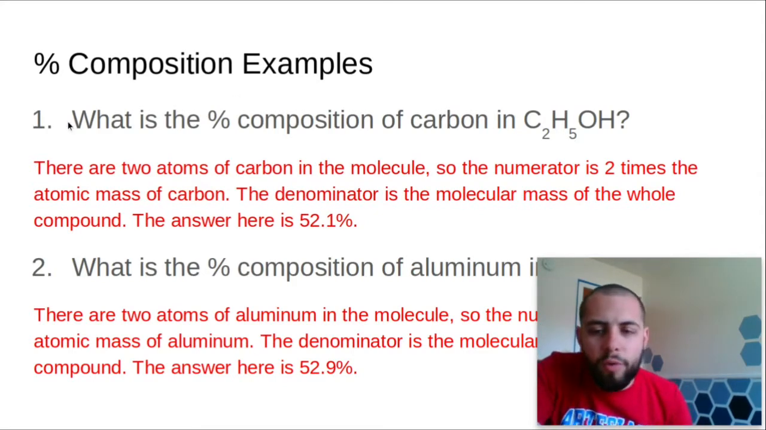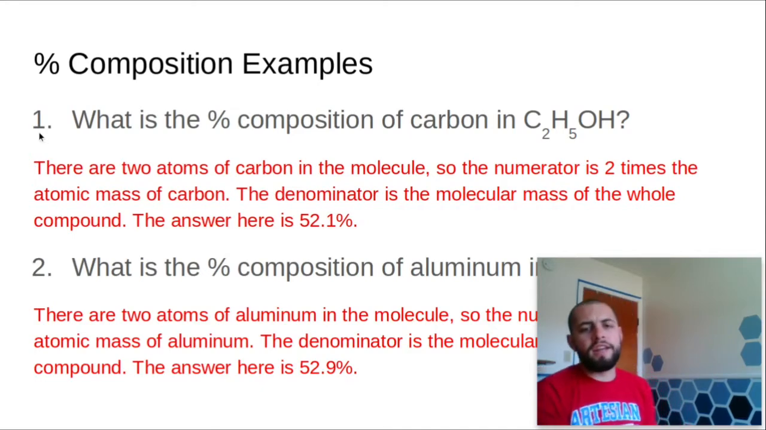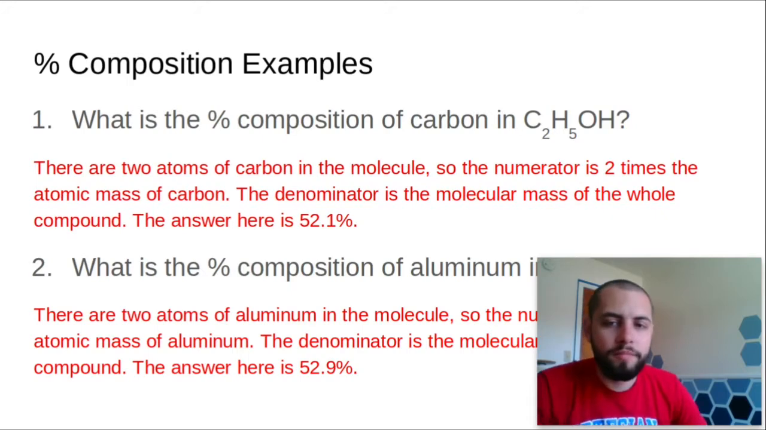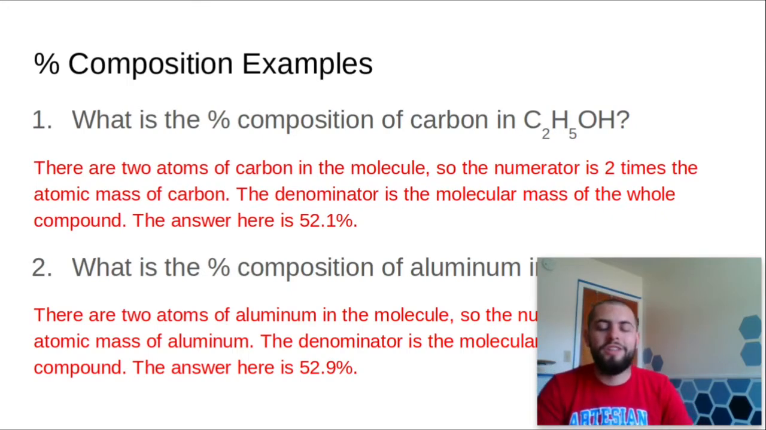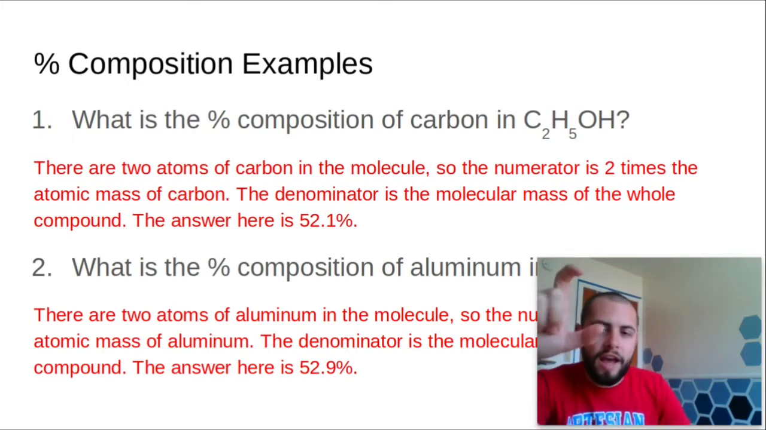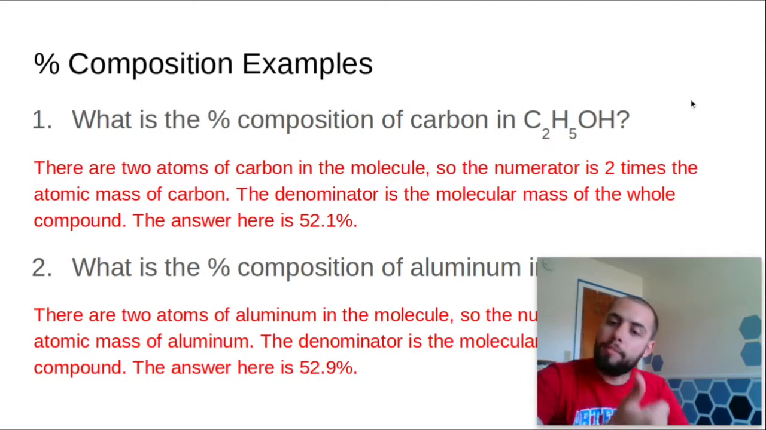So let's look at number one here, this first problem. What is the percent composition of carbon in C2H5OH? I know that this is ethanol, drinking alcohol. So what is the percent composition of carbon in ethanol? Well, I'm going to use that formula that I showed you on the last slide. On the top, in the numerator, I'm going to put the total mass of carbon. This compound has 2 atoms of carbon. So I'll look up the atomic mass of carbon with my periodic table. I know that that's about 12 atomic mass units.